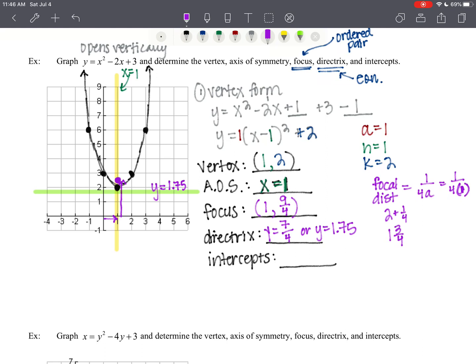And then you can see we don't have any x-intercepts. We only have a y-intercept right here at 0, 3. We can easily use our original equation to calculate that intercept at 0, 3. And that's how you graph a parabola with now 2 more pieces of information, the focus and the directrix.